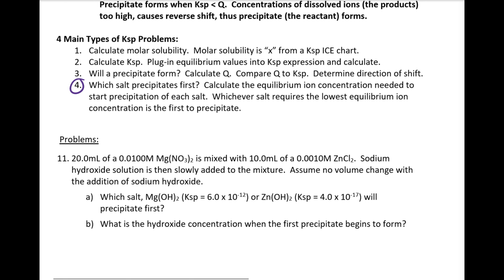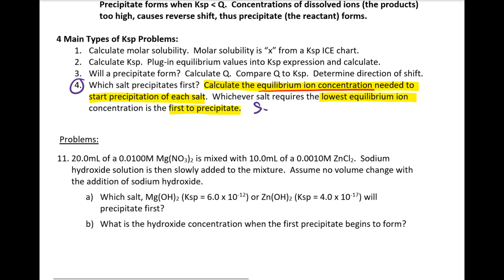The addition of the second solution will cause one precipitate to form first and then a second precipitate to form after that one. It depends upon how soluble those two potential solids are. The one that is lower in solubility is going to be the one to precipitate out. So our goal in these problems is to calculate the equilibrium ion concentration needed to start precipitation of each salt. And whichever salt requires the lowest equilibrium ion concentration is the first one to precipitate.